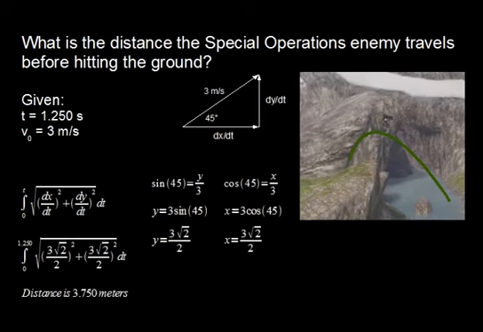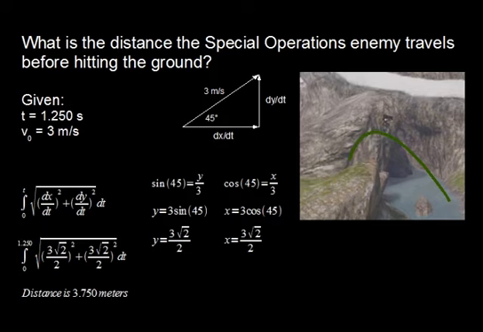What is the distance the special operations enemy travels before hitting the ground, given that t is equal to 1.250 seconds and v naught is equal to 3 meters per second? So, using the diagonal velocity 3 meters per second, we can find the x and y components, respectively dx dt and dy dt. In order to find the y component, we set sine of 45 equal to y over 3. So y is equal to 3 sine of 45 and y is equal to 3 root 2 over 2. In order to find the x component, we set cosine of 45 equal to x over 3. So x is equal to 3 cosine of 45, which means that x is equal to 3 root 2 over 2.